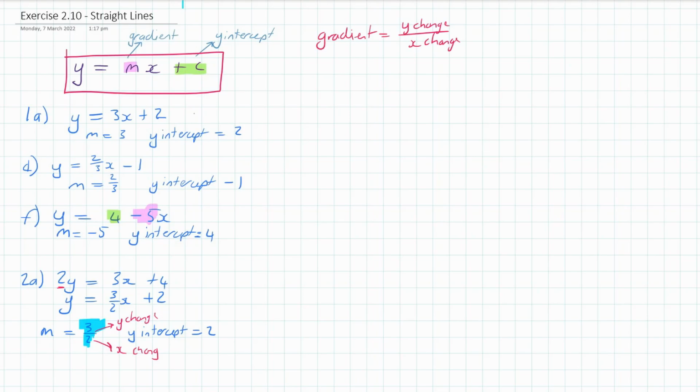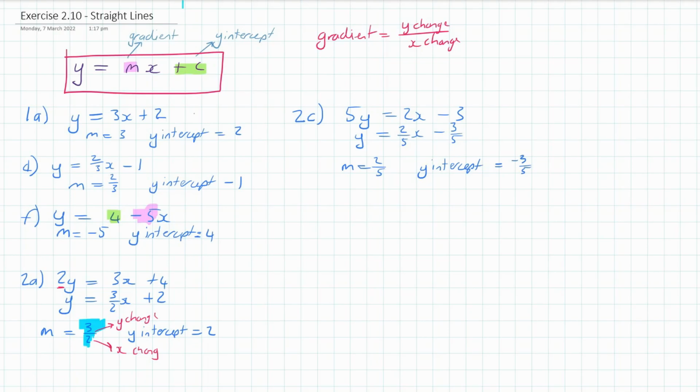Okay, let's do a couple more for number 2. Let's go on to 2c. So for 2c, we've got 5y equals 2x minus 3. Now I want to get that y by itself, so I divide everything by 5, so I get 2/5 x minus 3/5. Now you can see that m, the gradient, is 2/5, and that the y-intercept in this case is equal to negative 3/5. That's where it crosses the y-axis. That's what a y-intercept is.